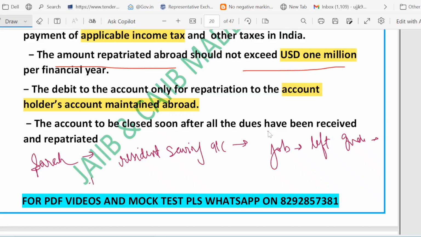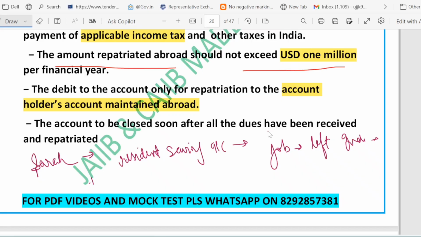The bank asks for a payslip and refund notice, deducts taxes, and then remits the cleared amount to her bank in London, not more than $1 million that financial year, and finally closes the account once everything is done. So that is the quick plain English guide.